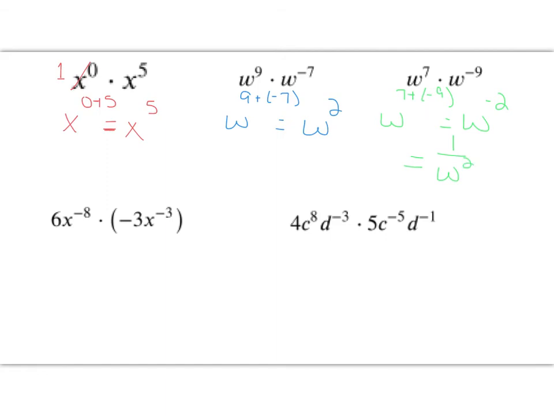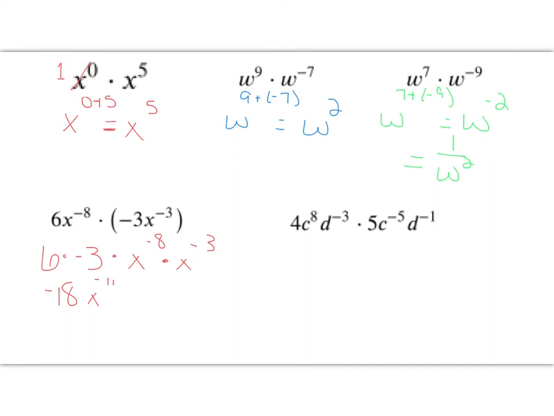All right, let's look at a couple that look a little scarier. Here I have 6 times x to the negative 8 times negative 3 times x to the negative 3. So I'm going to write my coefficients together. 6 times negative 3 times, we're using the commutative property here, I'm going to write x to the negative 8 and x to the negative 3 together. Well, 6 times negative 3 is negative 18. X to the negative 8 times x to the negative 3. I keep the base. I add the exponents. I get x to the negative 11.